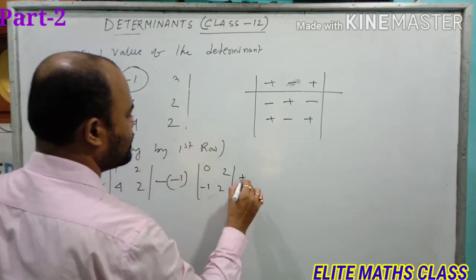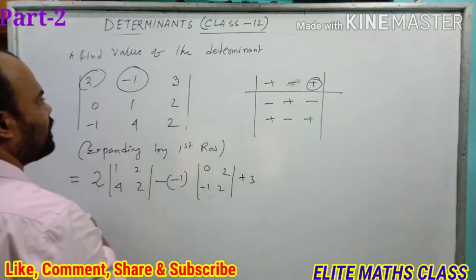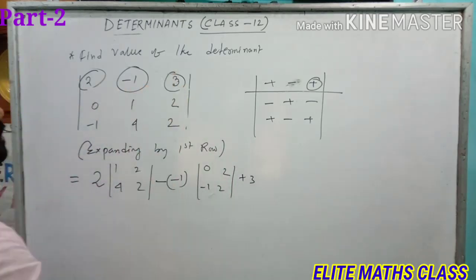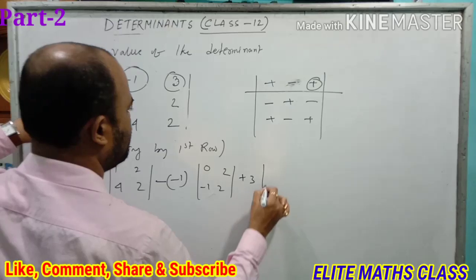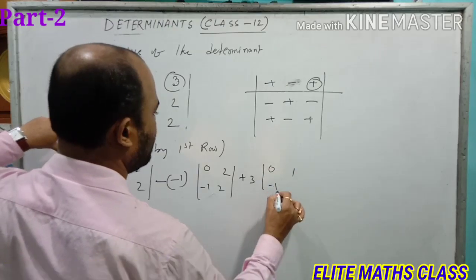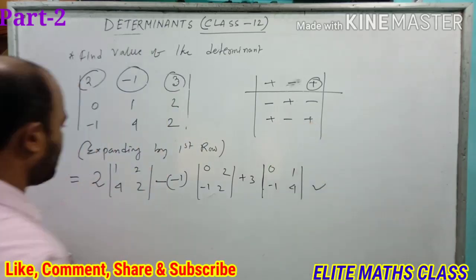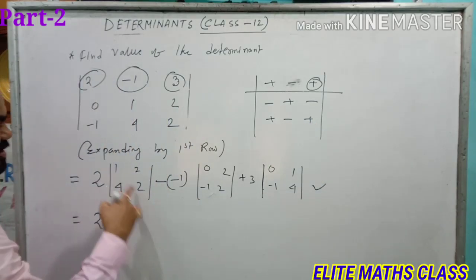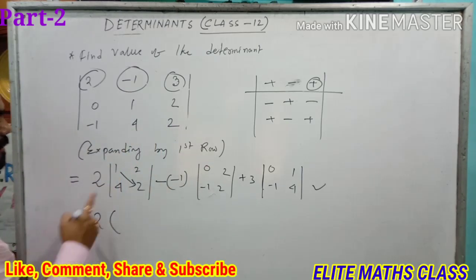The last element is 3. As the sign is plus, you have to write plus here, it is 3. Now the position of this element is first row third column. So you delete all the elements of first row and third column. What remains? 0 1 minus 1 4. That's all. Now here are 3 2 by 2 determinants, just expand. This is by the butterfly method described in my previous video.